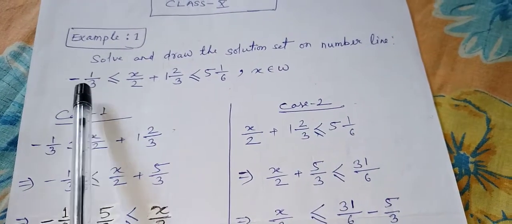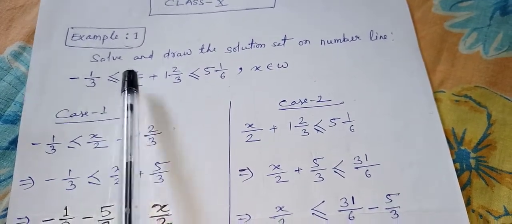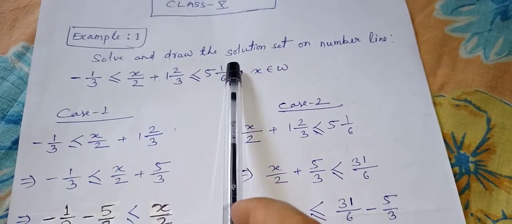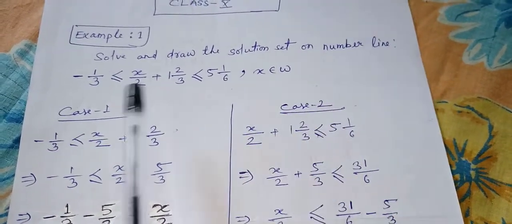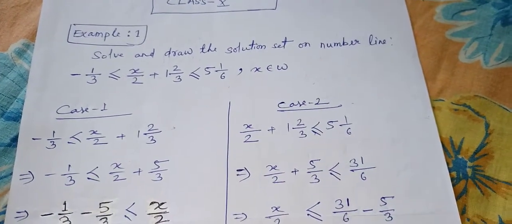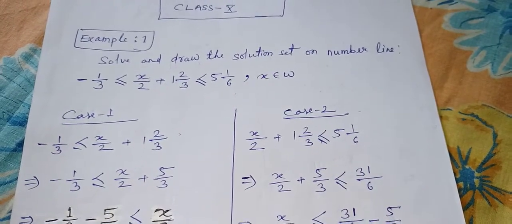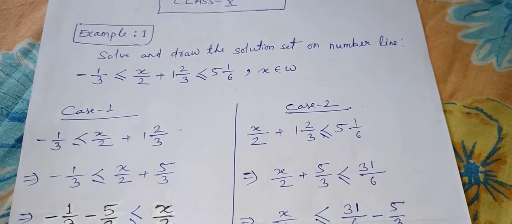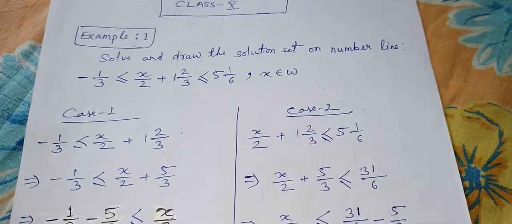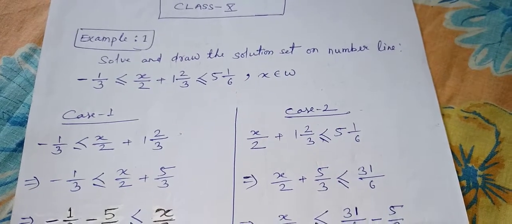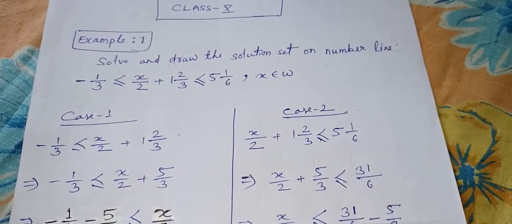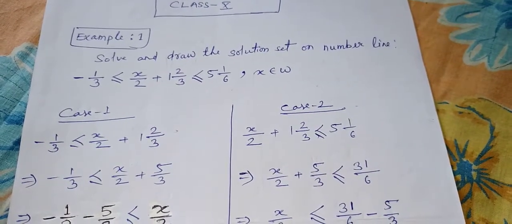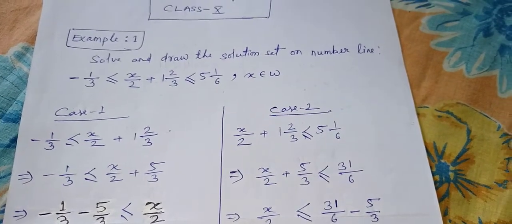My question is minus 1 by 3 less than or equal to x by 2 plus 1 whole 2 by 3 less than or equal to 5 whole 1 by 6, where x belongs to W. W means whole numbers, and whole numbers begin from 0, 1, 2, 3 up to infinity. These all are whole numbers. That means a negative number cannot be a whole number. Minus 1, minus 2, minus 3 cannot be whole numbers. Whole numbers begin from 0 and all the positive values till infinity.